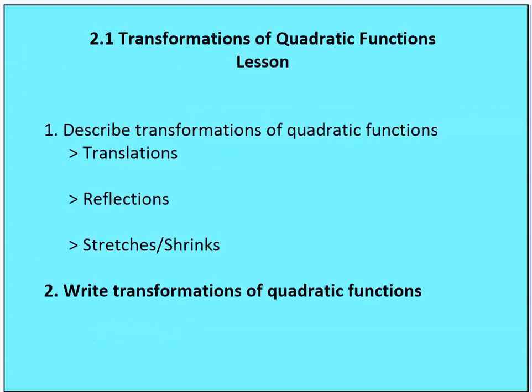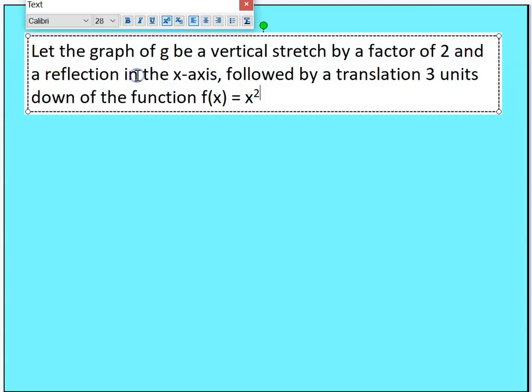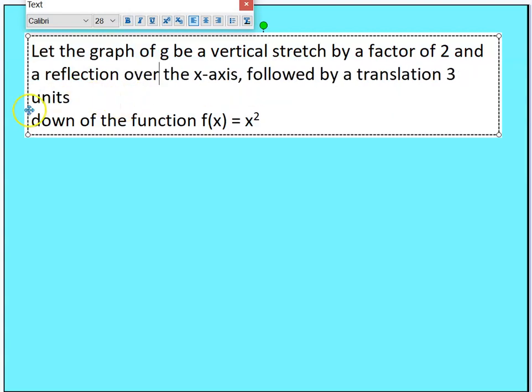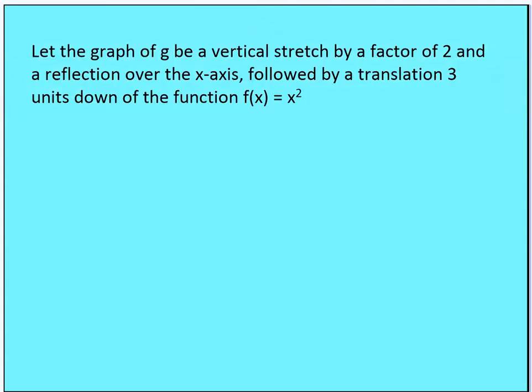Okay, last thing we need to do is to write transformations of quadratic functions. And let's go through that. All right, so we're going to say let the graph of g be a vertical stretch by a factor of 2 and a reflection in the x-axis, say over the x-axis, followed by a translation of 3 units down of the function f of x is equal to x squared.